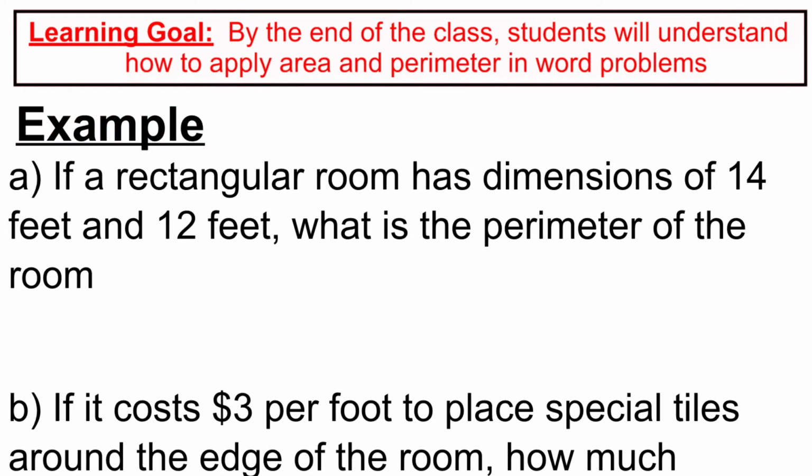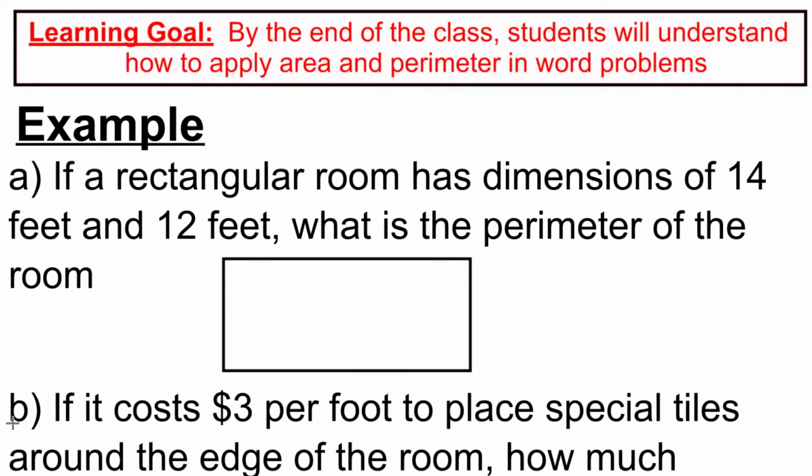Okay. So in our example here, they're saying we have a rectangular room that has dimensions of 14 feet and 12 feet. So you should know again that in a rectangle, the opposite sides are equal to each other. So I would highly recommend, just to make sure that you're seeing what it is that they're describing, that if there's no picture given, which there isn't in this case, that we should draw it. So I'm just going to draw a rectangle, okay, and I'm going to label it.